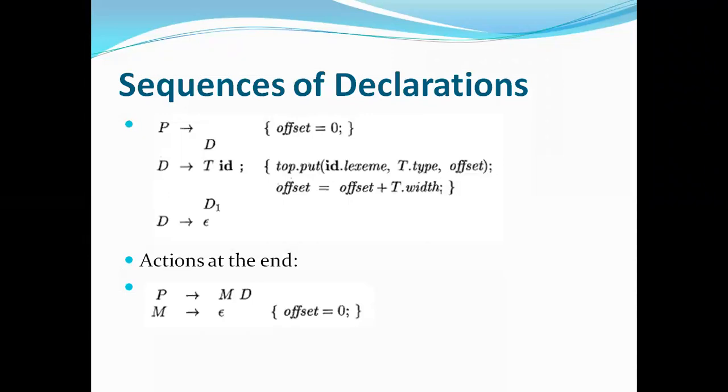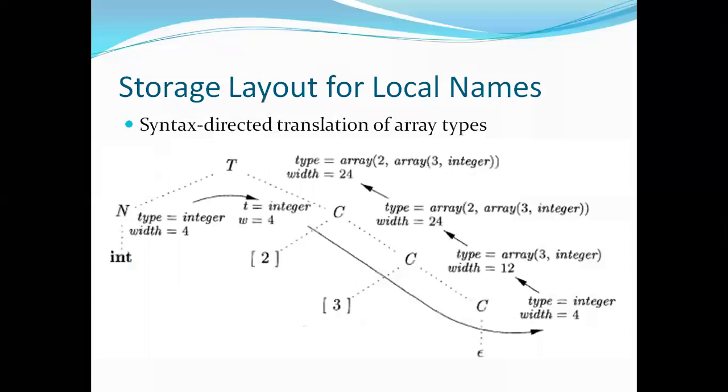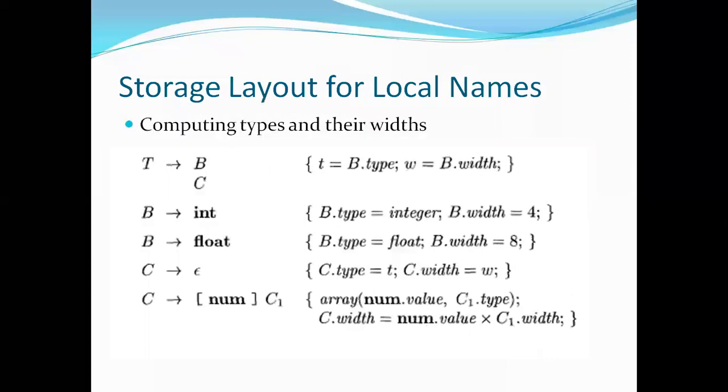And the width of the array is obtained by multiplying the width of each element by the number of elements in the array. Is it clear now? In the previous slide, I explained what it means, the width of the array. I need a width of the node C. So the width of the array is obtained by multiplying the width of each element by the number of elements in the array.